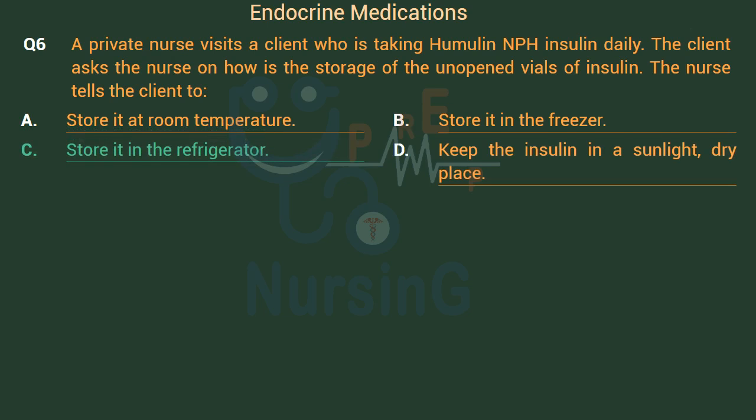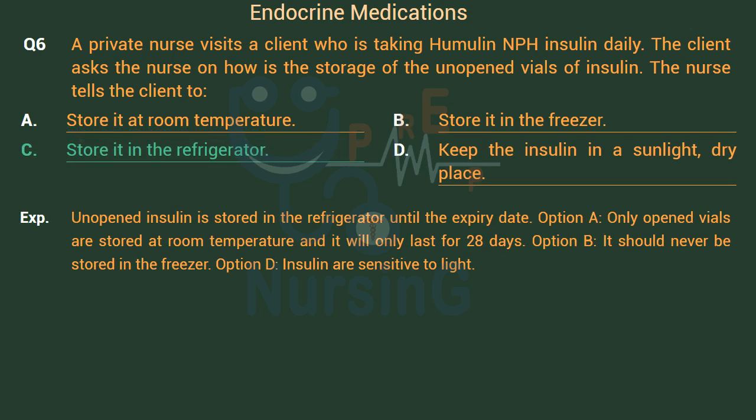Store it in the refrigerator. Unopened insulin is stored in the refrigerator until the expiry date. Option A. Only opened vials are stored at room temperature and it will only last for 28 days. Option B. It should never be stored in the freezer. Option D. Insulin is sensitive to light.